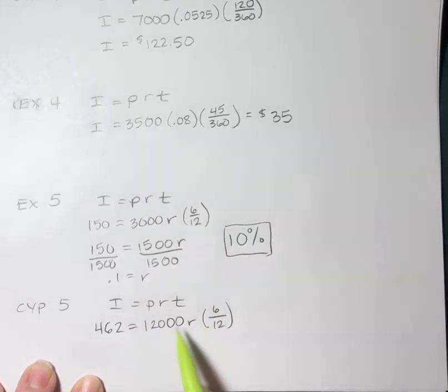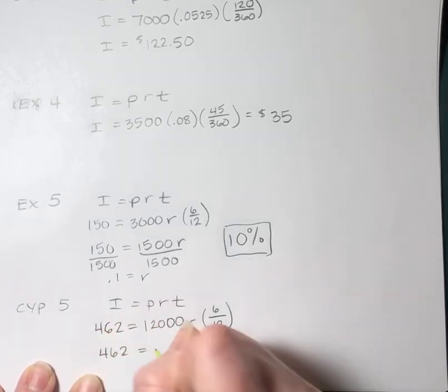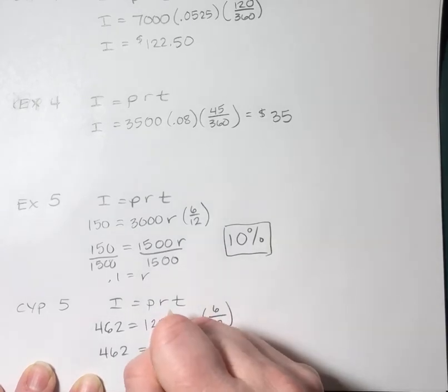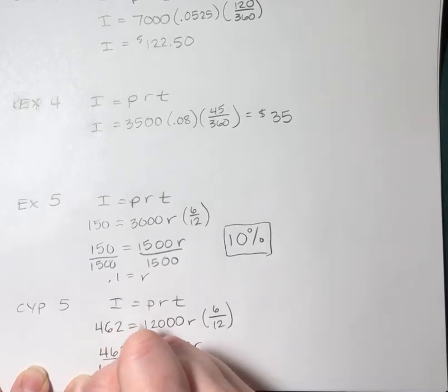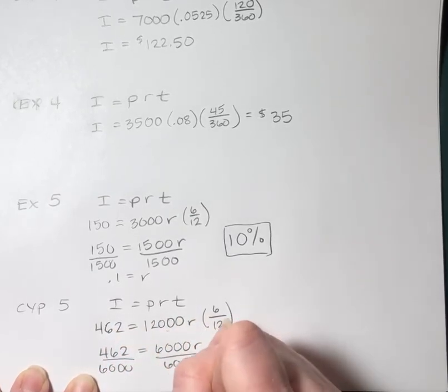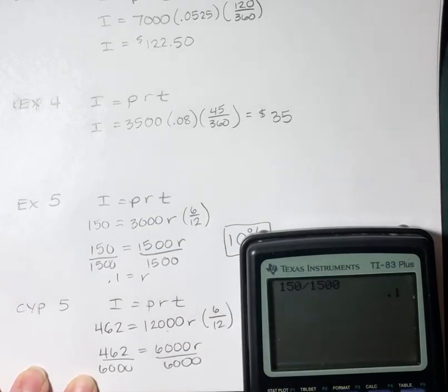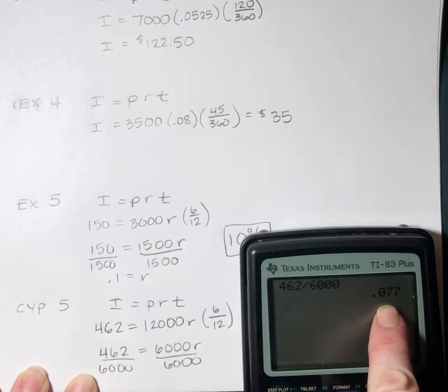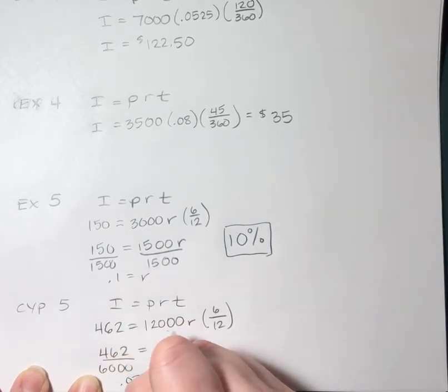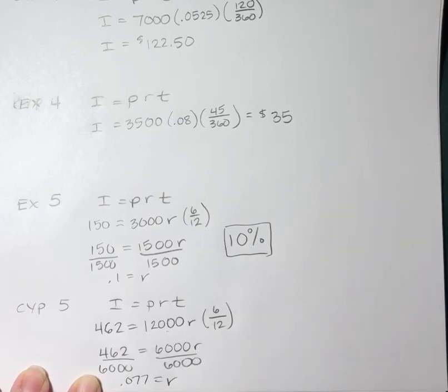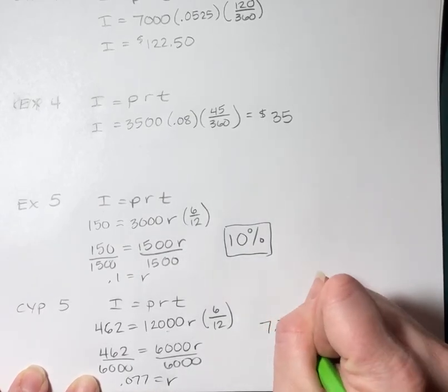So again, if you need a calculator to multiply those, you can. Half of 12,000 is 6,000. And then if I divide both sides by 6,000, if I take 462 divided by 6,000, I get 0.077. Okay, so 0.077 is equal to R, so my answer is going to be 7.7%.